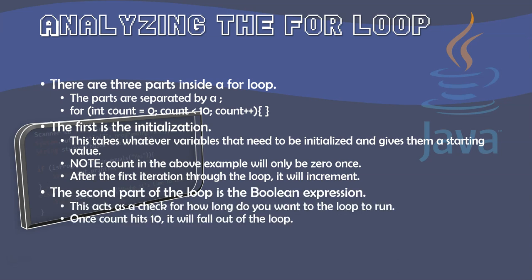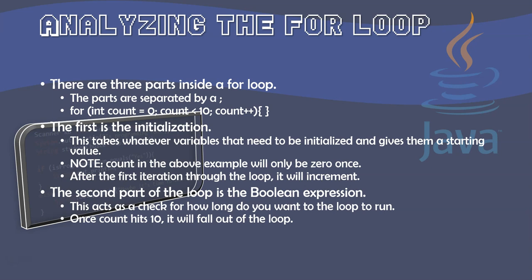The second part of the loop is the Boolean expression. This acts as a check for how long we want this loop to run. In this case, once count hits 10, it's going to exit the loop. Now, I could, of course, set that to another variable, for example. Maybe I have another variable that is going to come from user input. So, for example, it might be loopLength, and that's going to be getting from a kb.nextInt. No problem. We could still have it function exactly the same, but just be count is less than that, and we would have it execute accordingly.